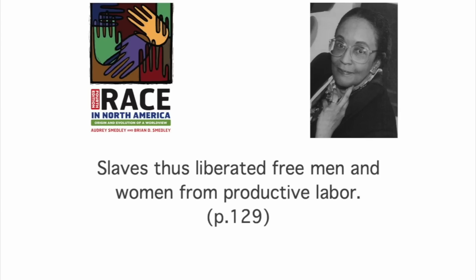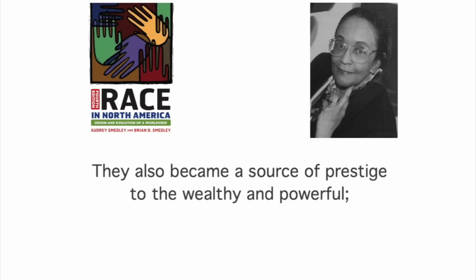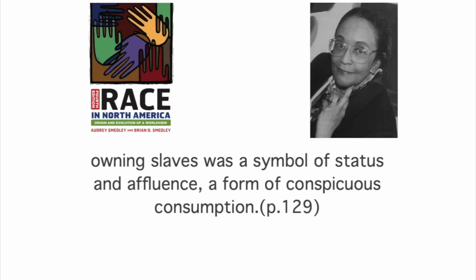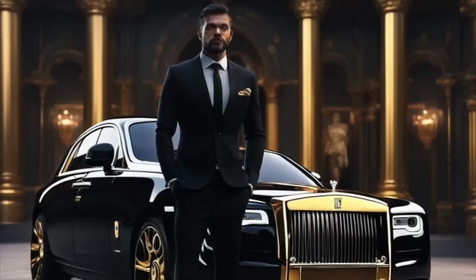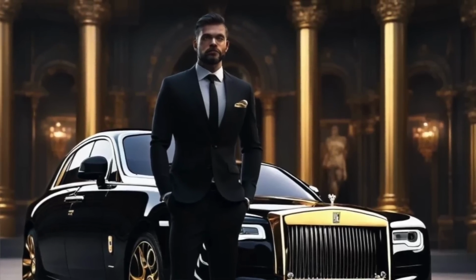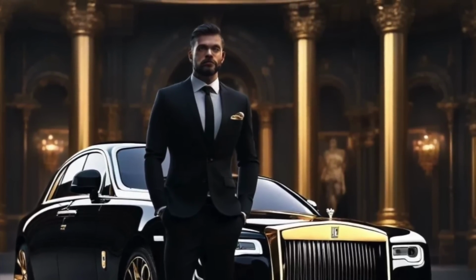Here we go. Slaves thus liberated free men and women from productive labor. They also became a source of prestige to the wealthy and powerful. Owning slaves was a symbol of status and affluence, a form of conspicuous consumption. And so what is a status symbol for many Americans today? Career, big house, luxury cars. So if someone has a high-paying job with a big house and a fancy car, then much of the society is going to perceive them in some sense to have some type of status.